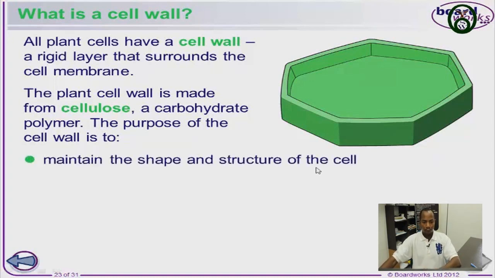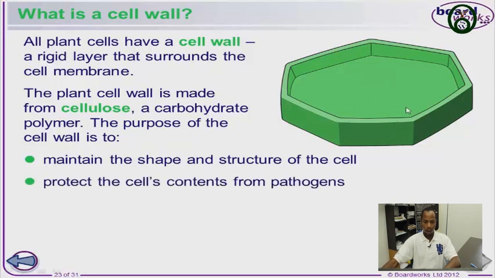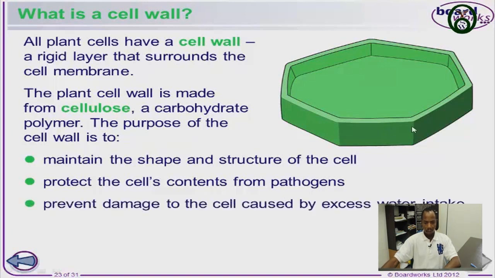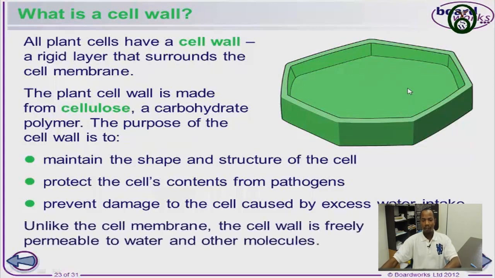And what are the functions? The purpose of the cell wall is to maintain the shape and the structure of the cell. That's the first function of the cell wall. The second function of the cell wall is to protect the cell contents from pathogens, disease-causing organisms. Then another function they carry out is to prevent damage to the cell caused by an excess water intake. So these are the main functions of the cell wall.